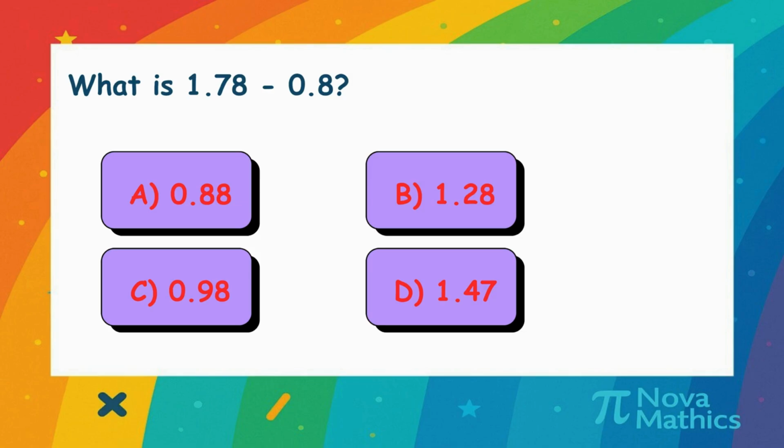What is 1.78 minus 0.8? Is it A, 0.88, B, 1.28, C, 0.98, D, 1.47?